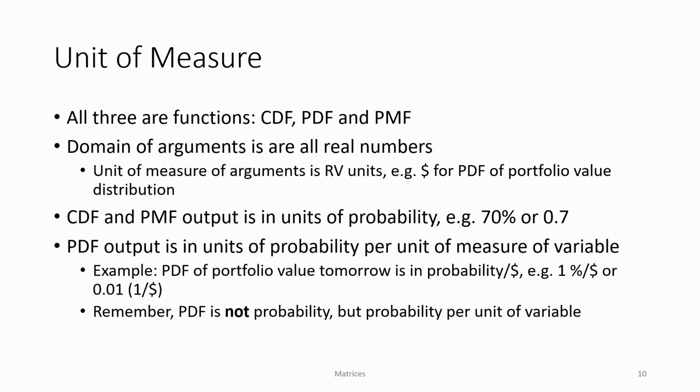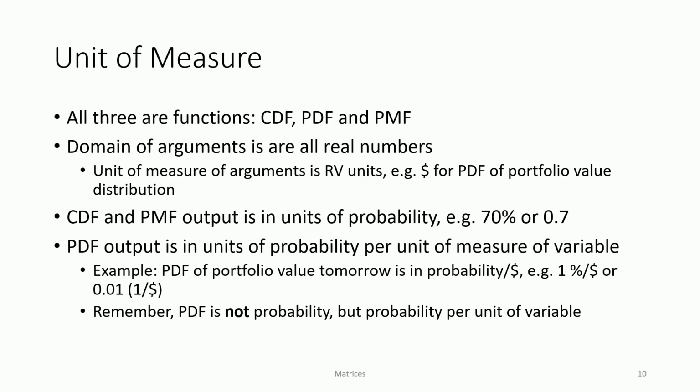Now the outputs are interesting, right? CDF, cumulative distribution function, and probability mass function outputs are in the units of probability, and I already mentioned it. I said PMF is the probability and CDF is the probability. So whatever the units of measure of probability you are using, for instance percentage, like 70% or whatever, that is the units of measure. Or if you're using decimals, it would be 0.7. Right, the probability, which corresponds to 70%.